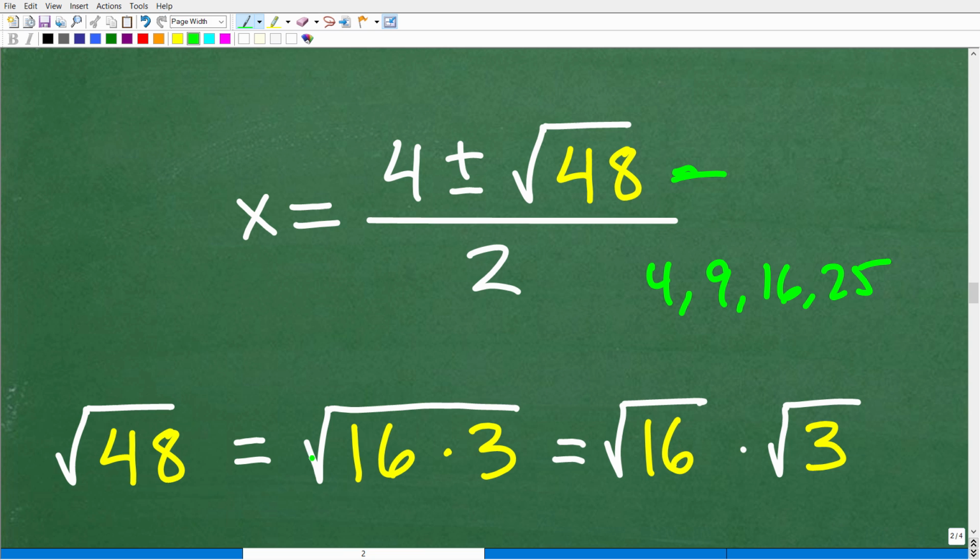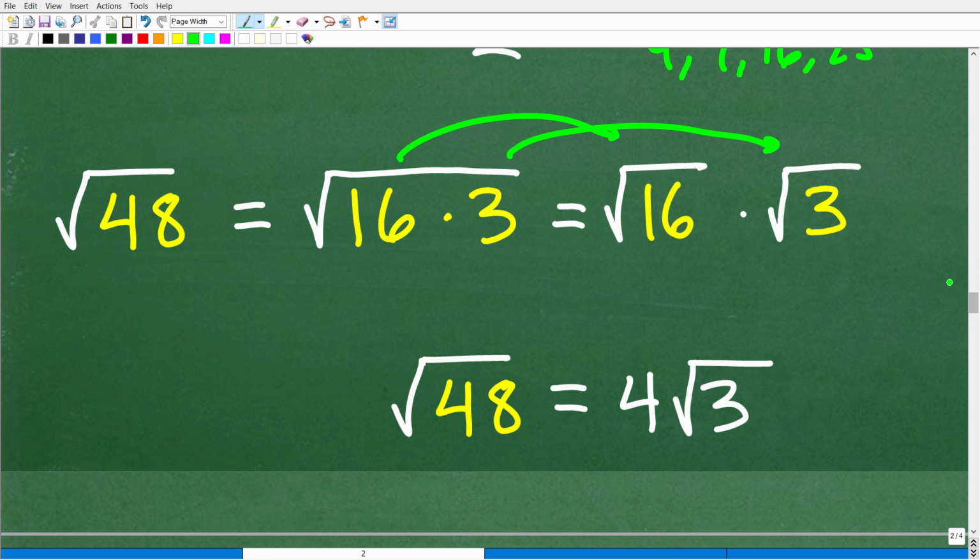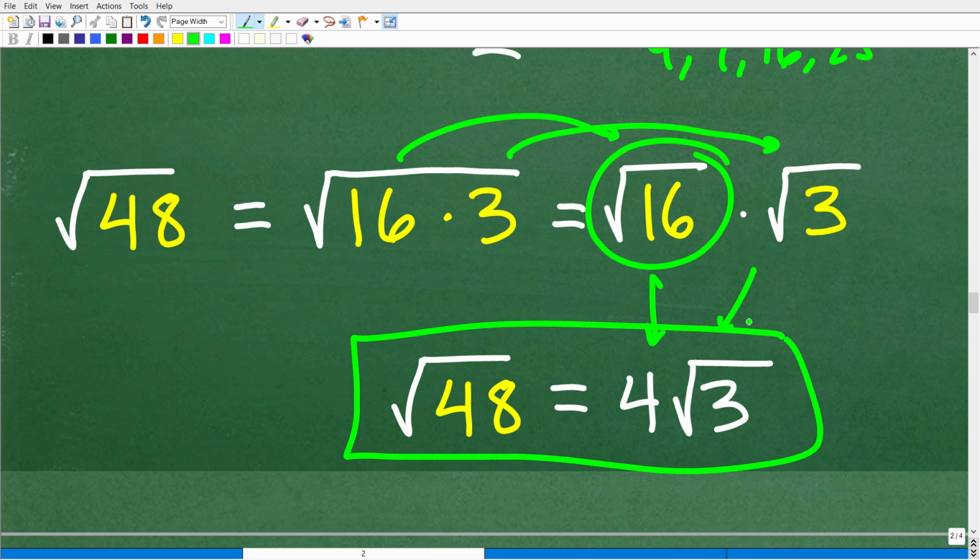But here is the deal. When I write the square root of 48 as the square root of 16 times 3, I can break up this big square root into individual square root factors. So I could write this as the square root of 16 times the square root of 3. That is a property of square roots and radicals. And now here, I could take the square root of 16. That's going to be 4, so that's going to be 4 times the square root of 3. So the square root of 48 is 4 square root of 3.